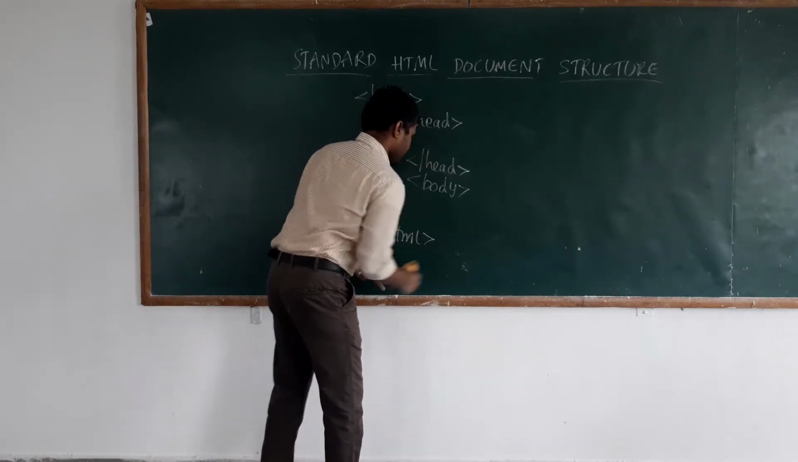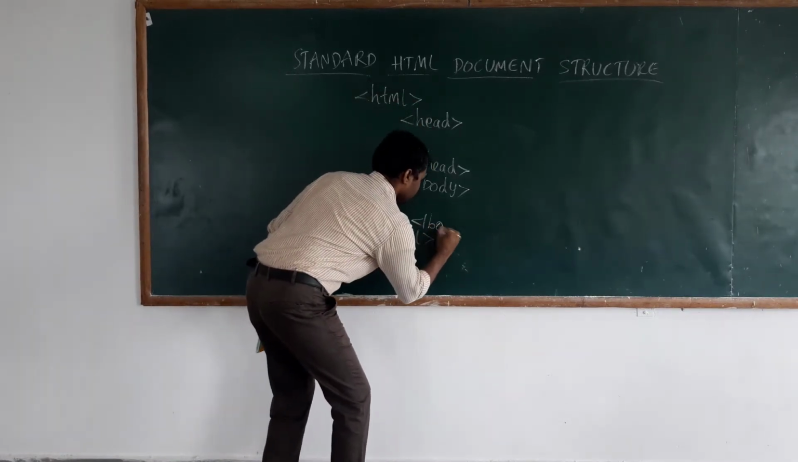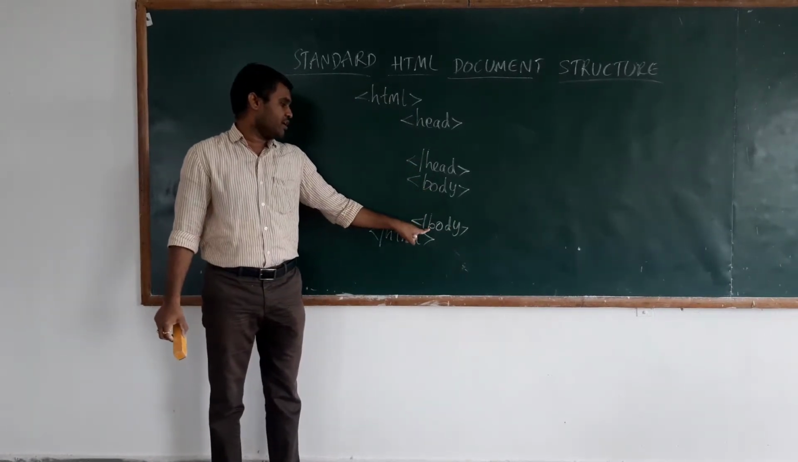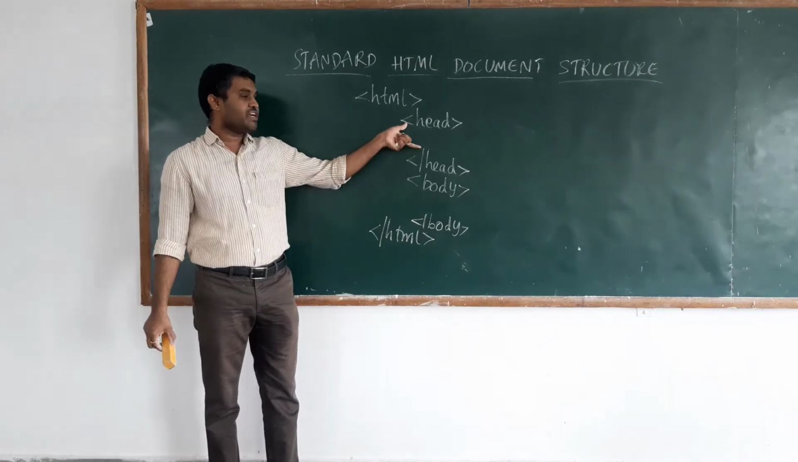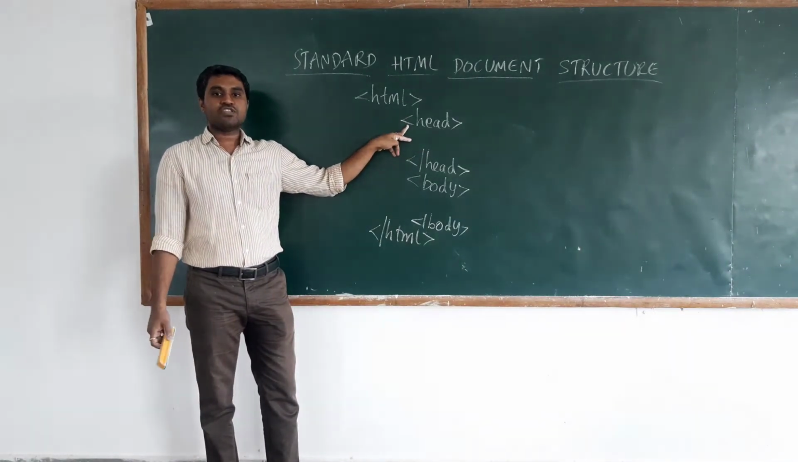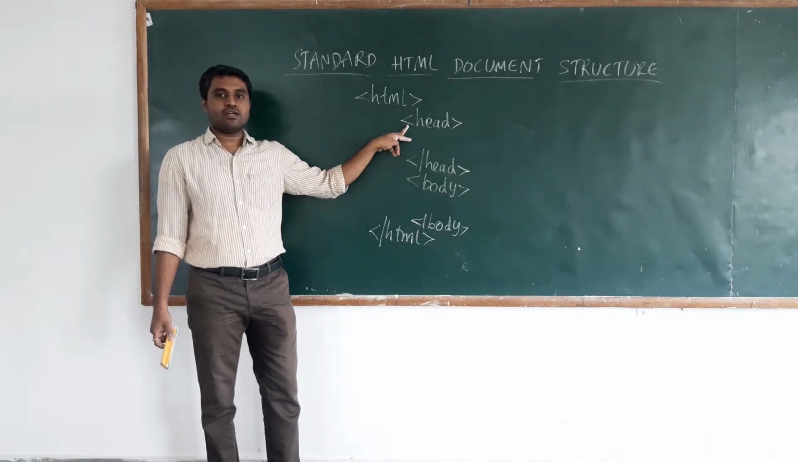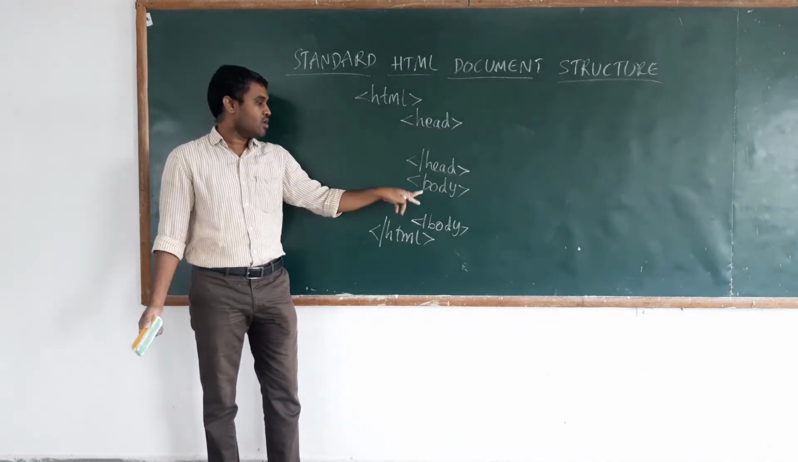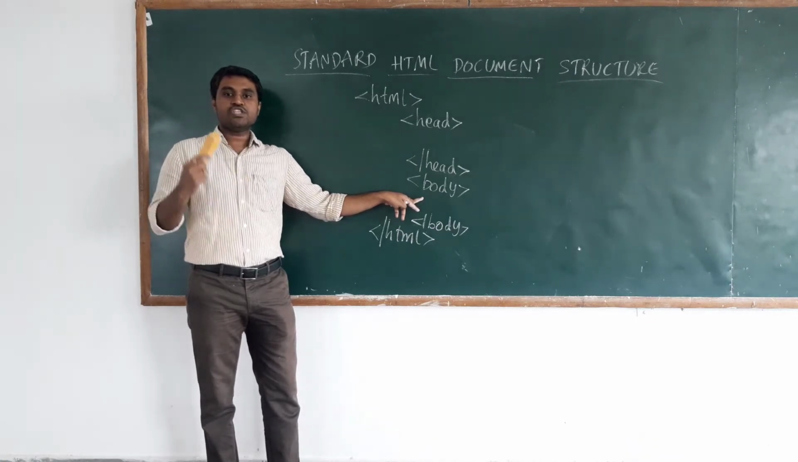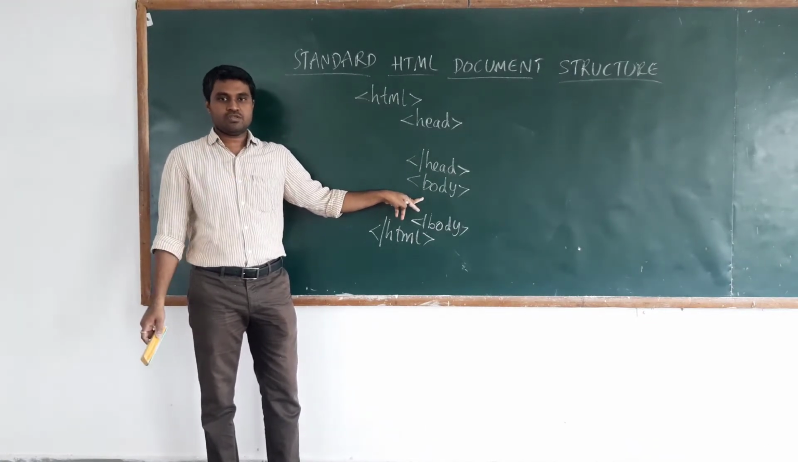the body section. This is the starting of the body, this is the ending of the body. We have already discussed earlier that the header section is always used to define metadata, the data which describes other data. The body section always defines the content which is to be displayed on your web page.